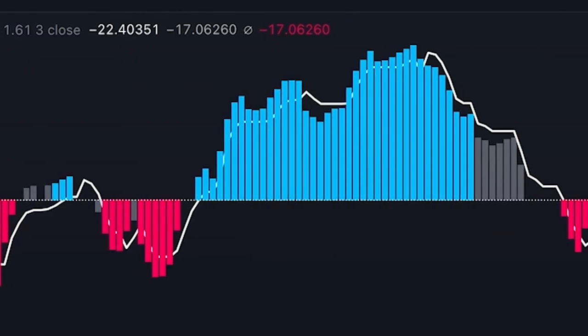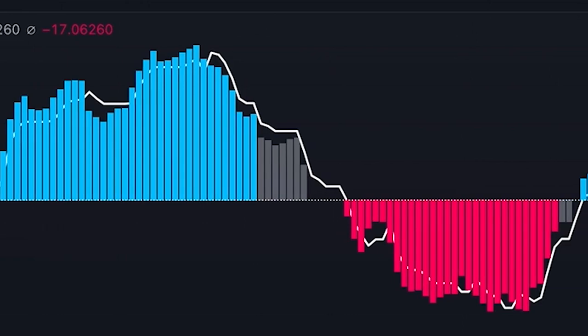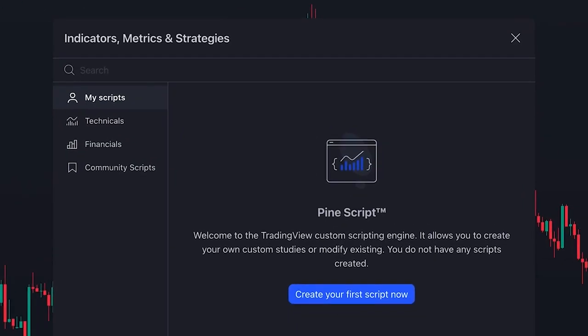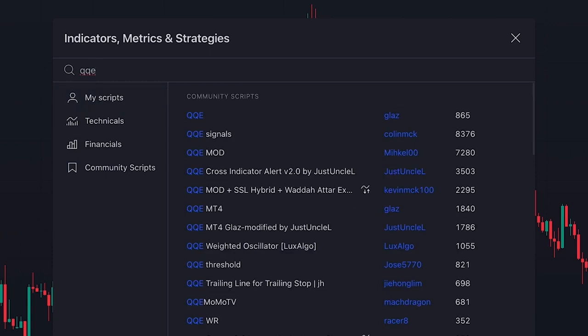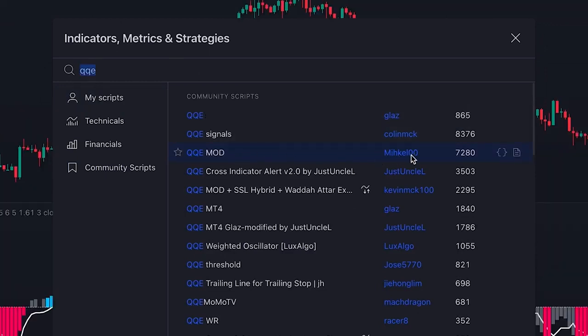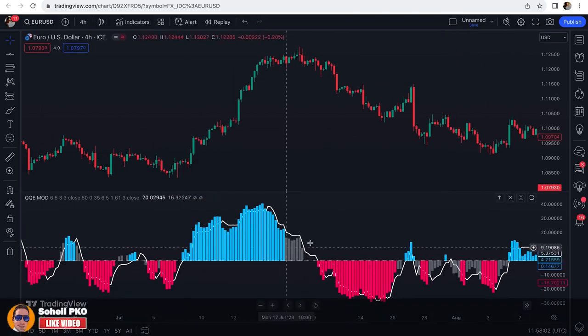In this video, I want to introduce an amazing indicator on TradingView that has a very high degree of accuracy. To add this wonderful indicator to our chart, here we click on indicators and we search QQE. This one, QQE mod, which is written by someone named Michael00. Alright, this is the indicator, and as you can see, it's added here below the chart.